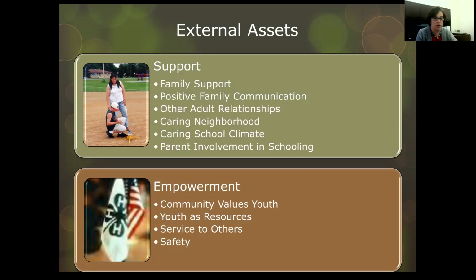Some of the things that we can do, I've got a sheet, you can't really see it because it's tiny, but I'm going to pass it around. These are asset building ideas for youth workers. When you think about that support piece we just talked about, one of the things we can do as a youth development professional is smile at young people.